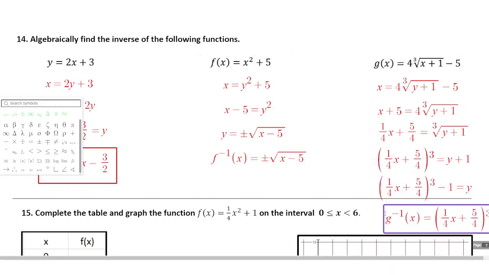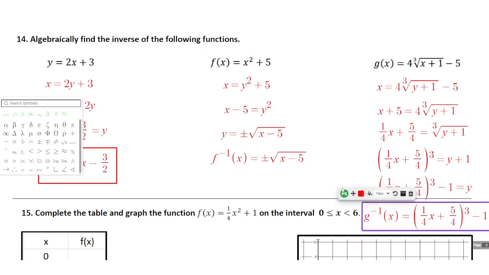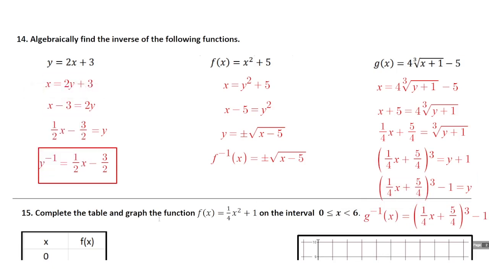This makes me a little uneasy over here. Okay. And there we go.